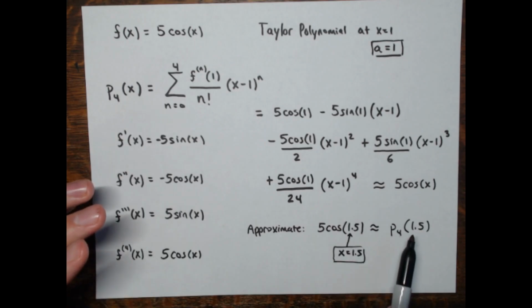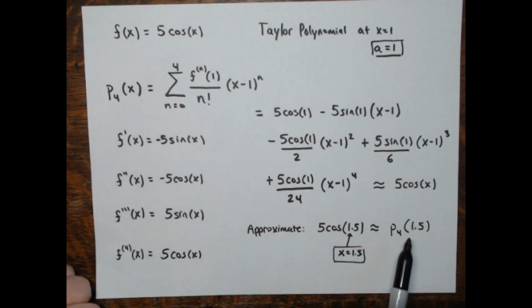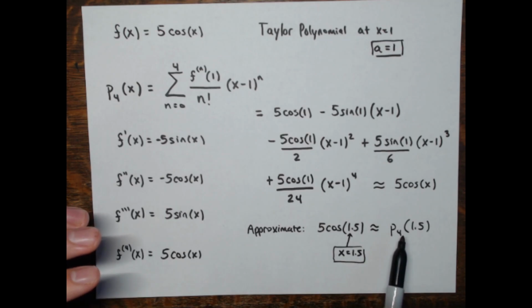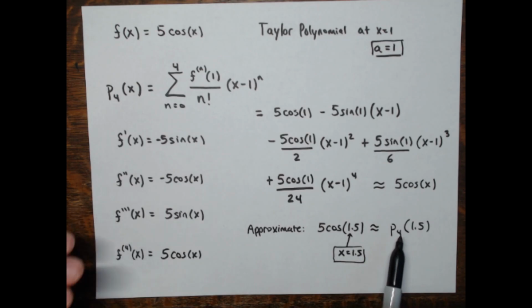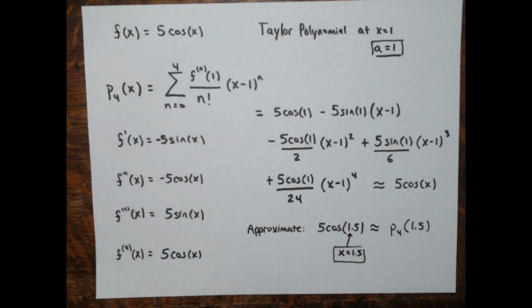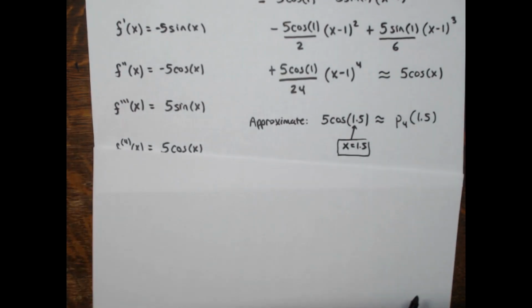Now, they don't ask us to actually do this, right? This was in the last video. What they ask us for is: when I approximate this value with this polynomial, is the error guaranteed to be less than 1/10,000th?